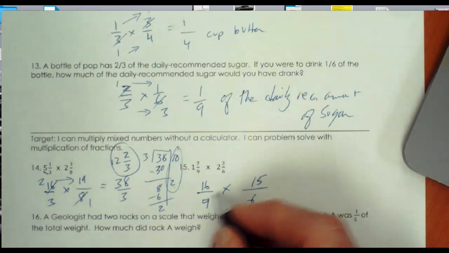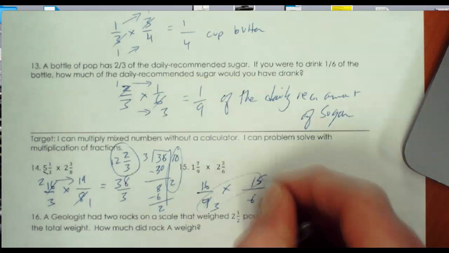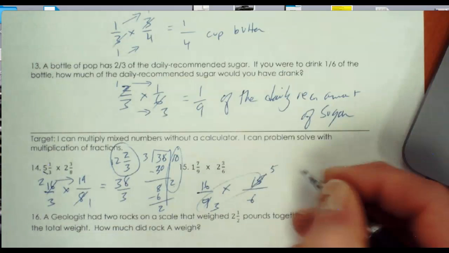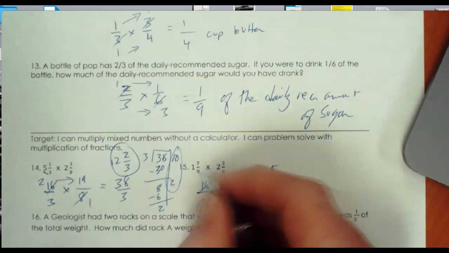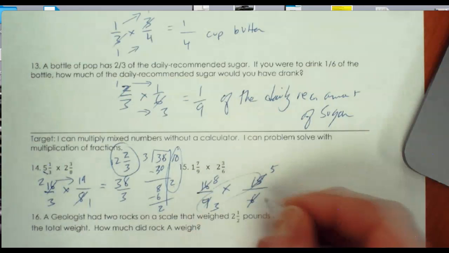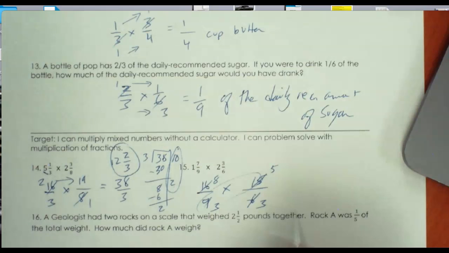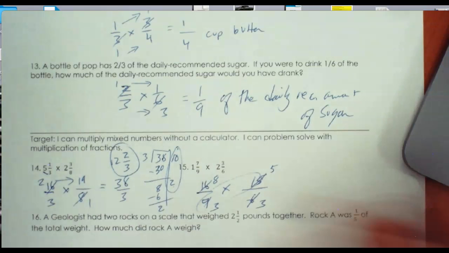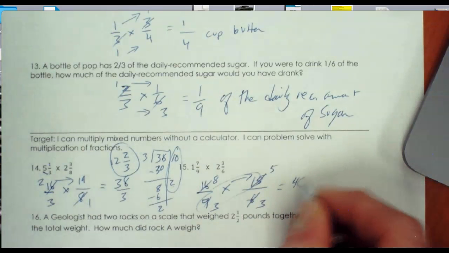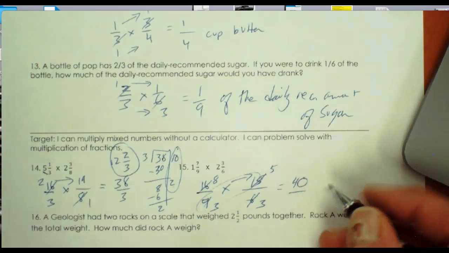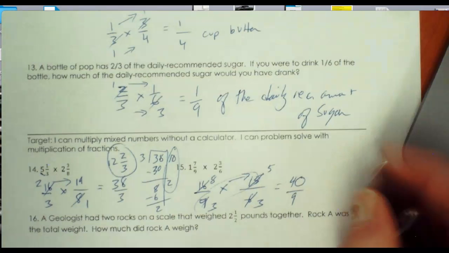Okay, well, we can divide these both by 3. So 9 divided by 3 is 3. 15 divided by 3 is 5. 16 divided by 2 is 8. 6 divided by 2 is 3. See, I divide both these here by 2, here by 3. So 8 times 5 is 40. 3 times 3 is 9. So we have 40/9. Divide that out.